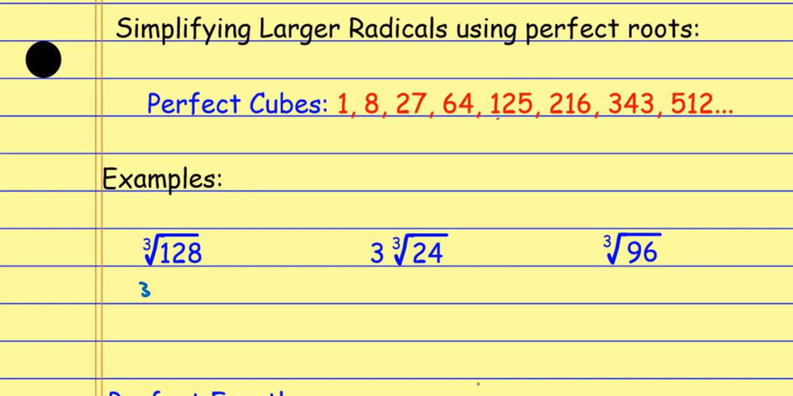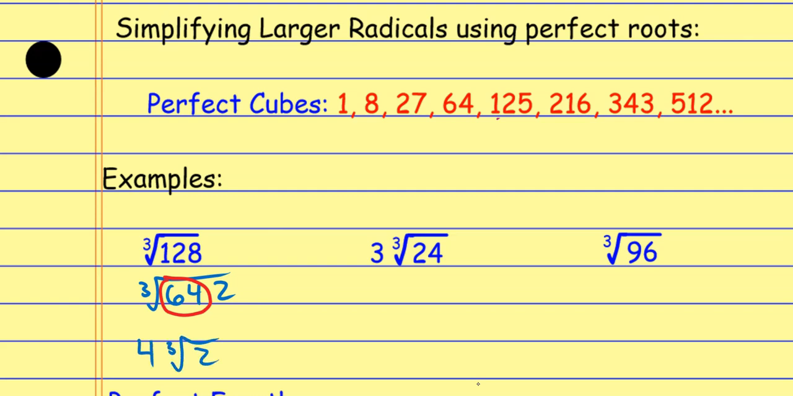And so I break this up. It's the cube root. This is 64 times 2. And so now I take the cube root of 64. And be careful here. We know the square root of 64 is an 8, but the cube root of 64 is a 4.